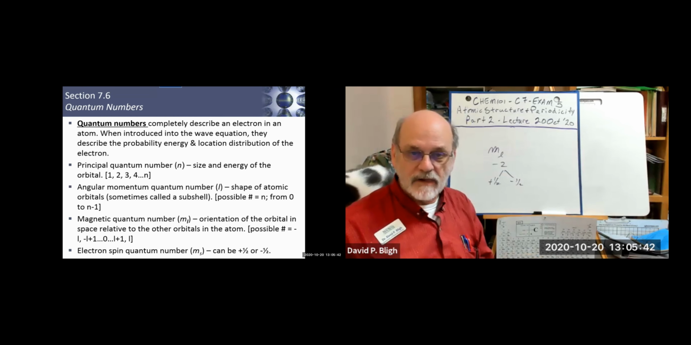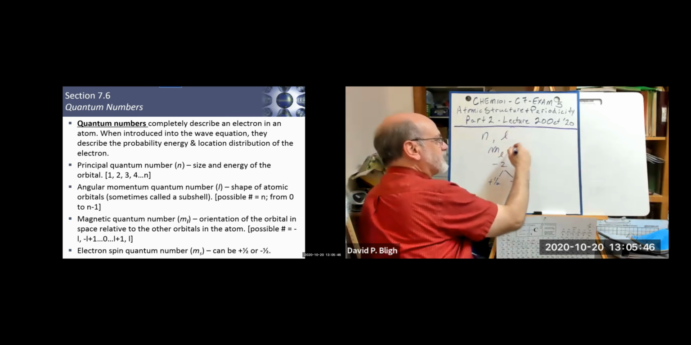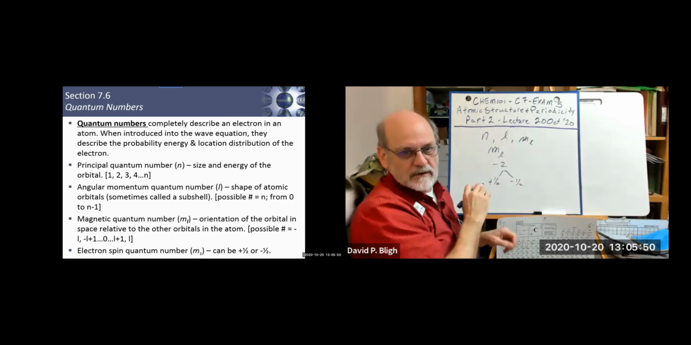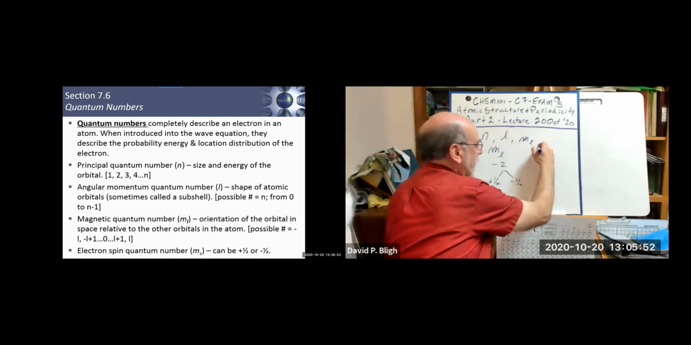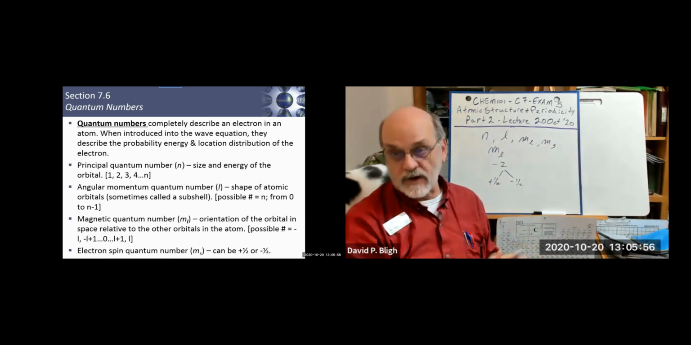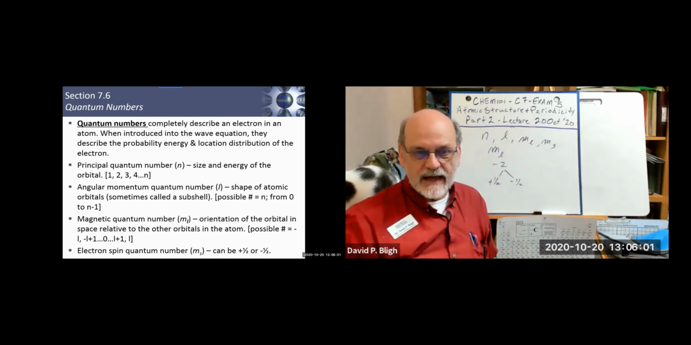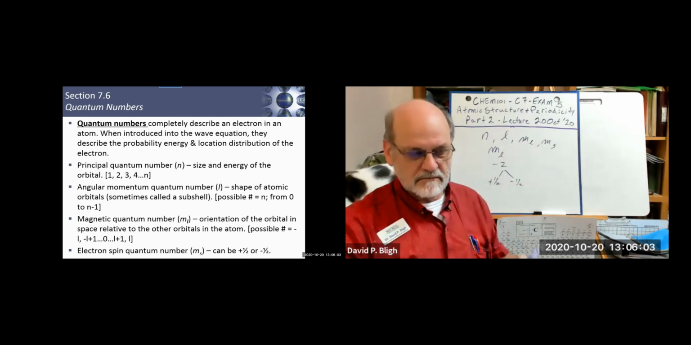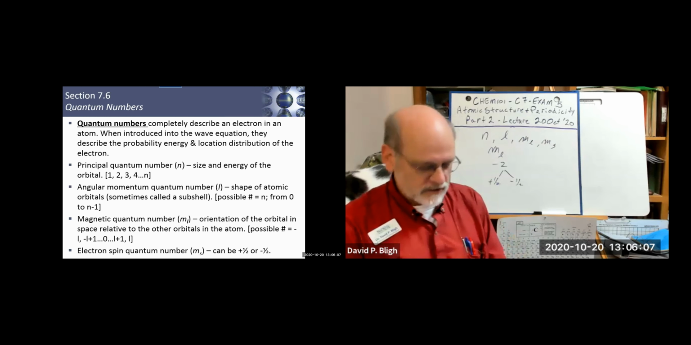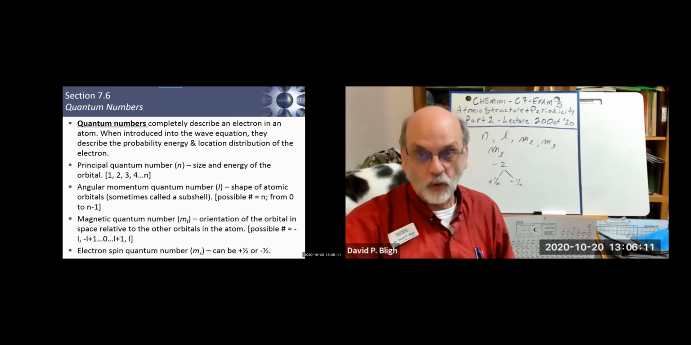Okay, so there we have it. We've got our principal quantum number, our angular momentum quantum number, our magnetic quantum number, and our spin quantum number. Those 4 numbers define an electron. And yeah, I don't want to jump ahead. So let's just take it slide order.